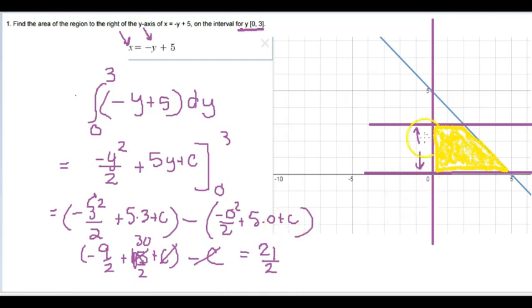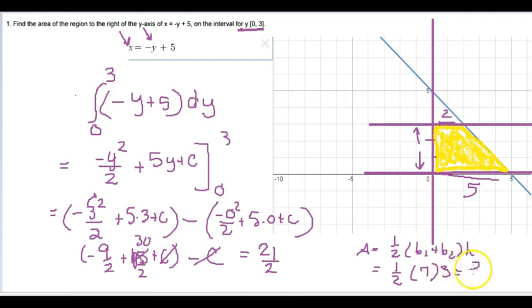So let's just check our work really quickly because we know how to find the area of a trapezoid. Area of a trapezoid is 1/2 times the sum of the bases times the height. And in this case, this base is 5, this base is 2, so the sum of those bases is 7. The height is 3. And so I end up there also with 21 halves. So it checks out.